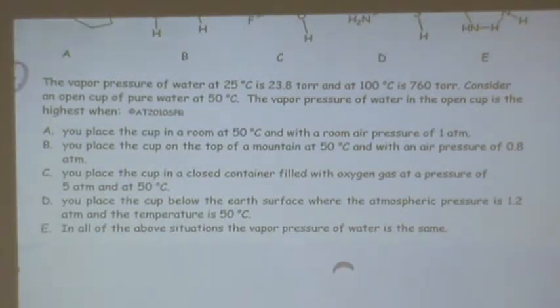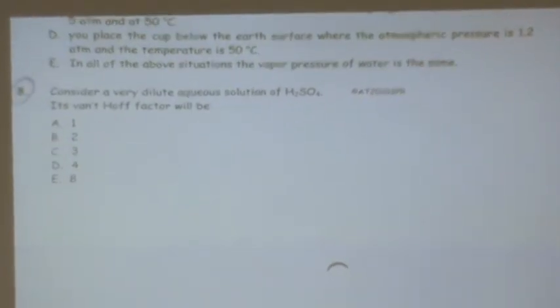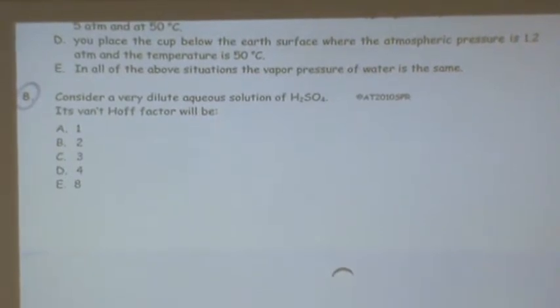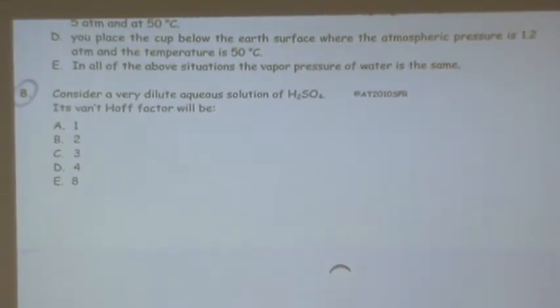How about number 8? So you have sulfuric acid. No, it does. That's why it says very dilute, because otherwise it would not be correct to give an answer. It really emphasizes it: it's very dilute.